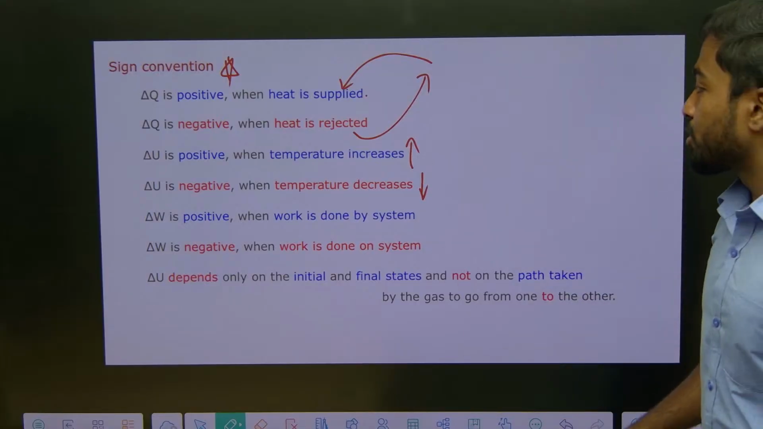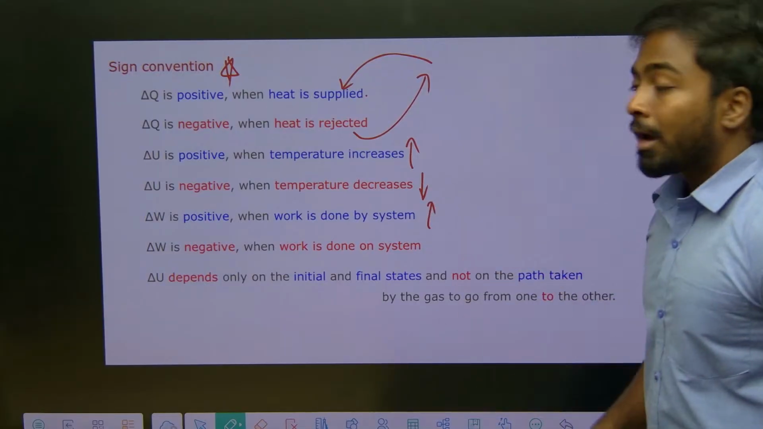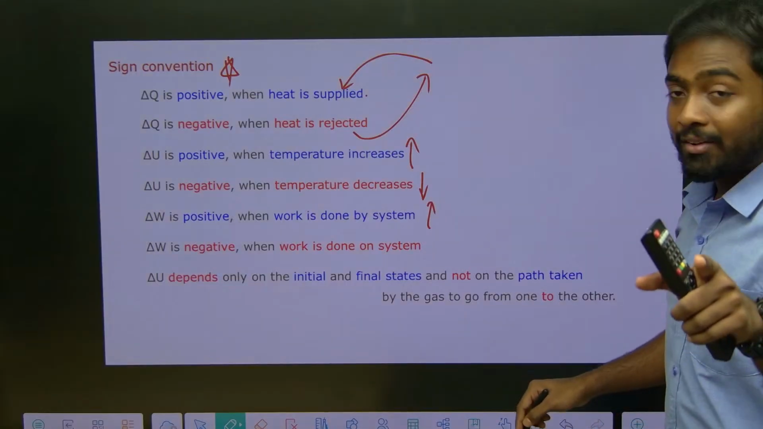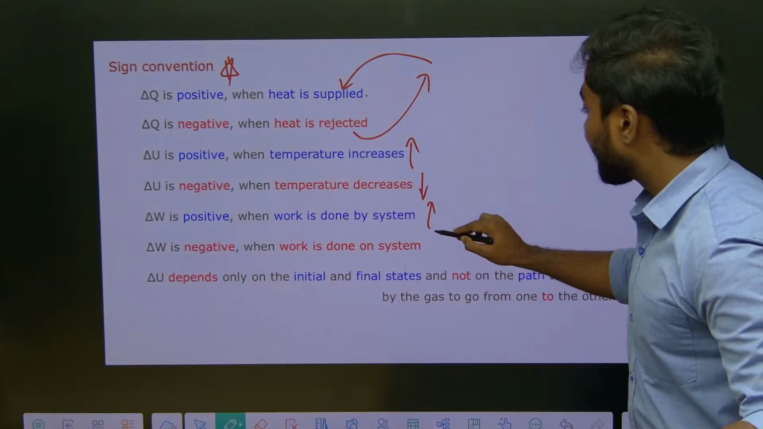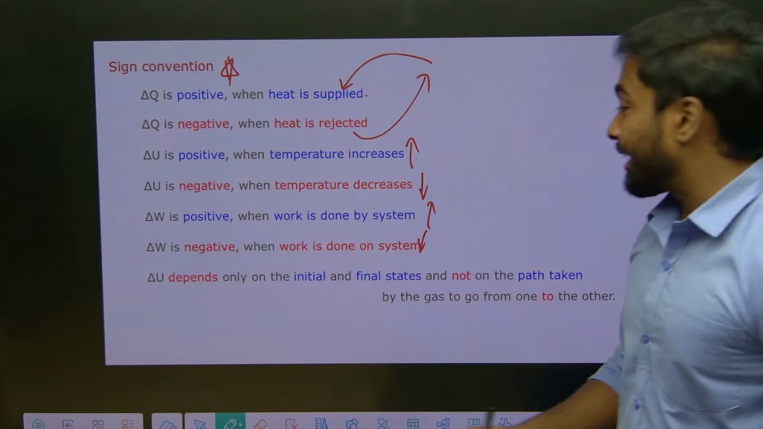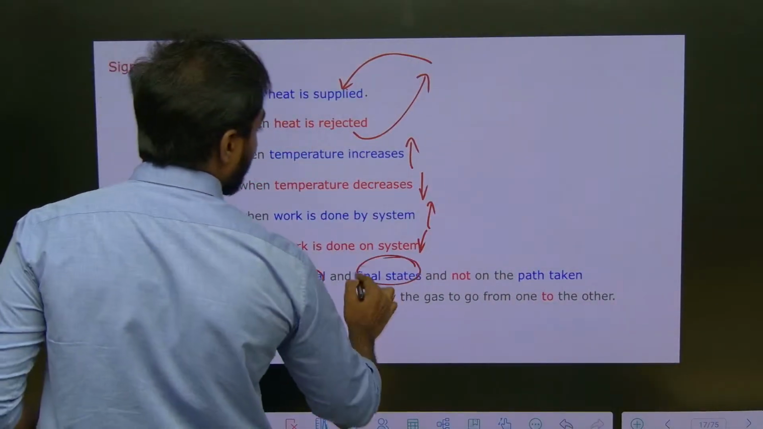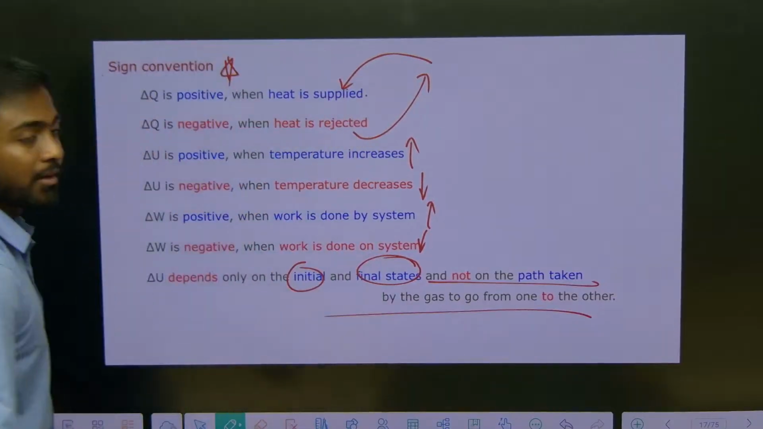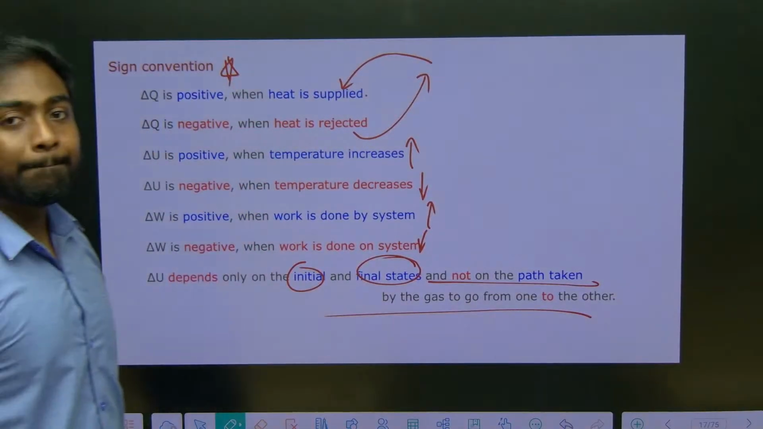Delta W is positive when work is done by the system, and when W is negative, work is done on the system. Okay, so delta U depends only on the initial and the final state. It does not depend on the path taken.